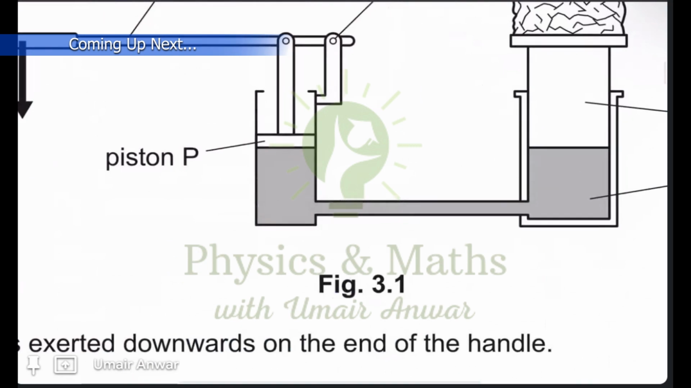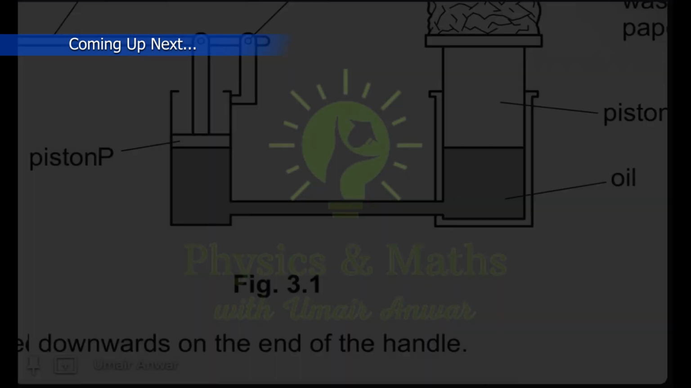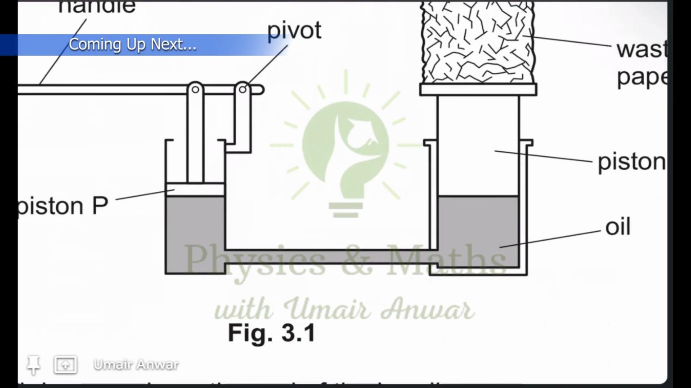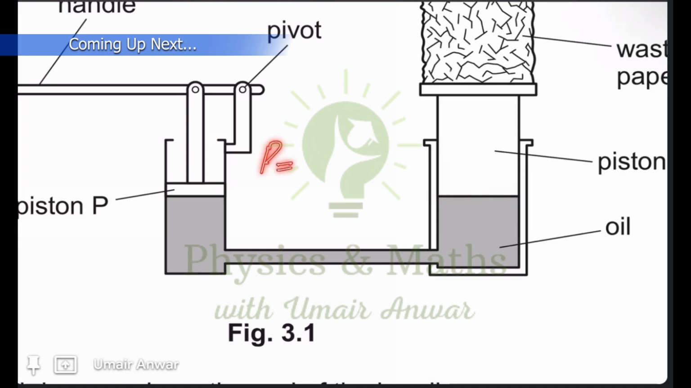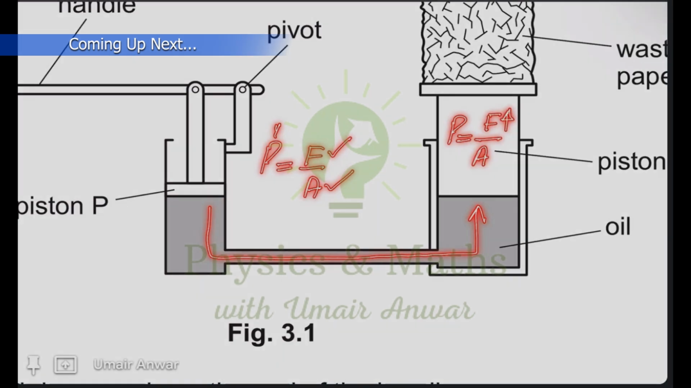On the piston P, we can see that the area of the piston is smaller, and on the piston Q, we can see that the area of the piston is larger. So whatever pressure is generated on this piston P by dividing the force with the area, the same pressure is transferred through the oil to the piston Q. And for this piston Q, since the area is larger, for having the same amount of pressure as the answer, the force has to be larger as well.